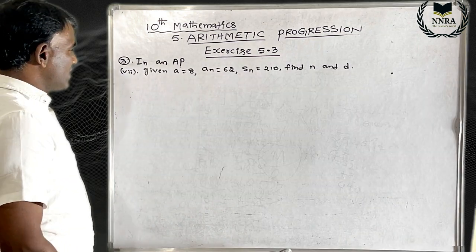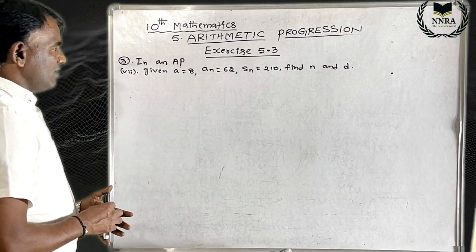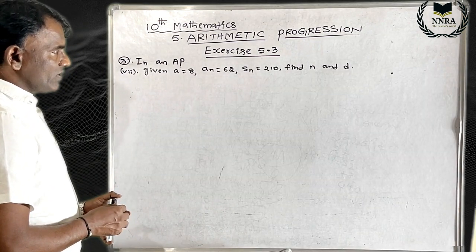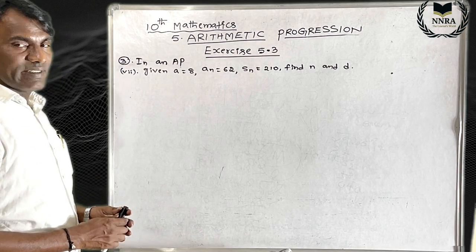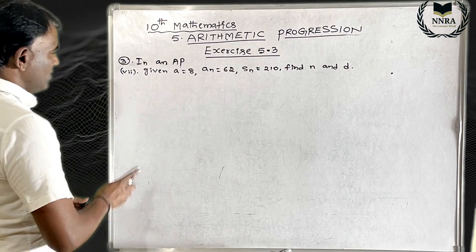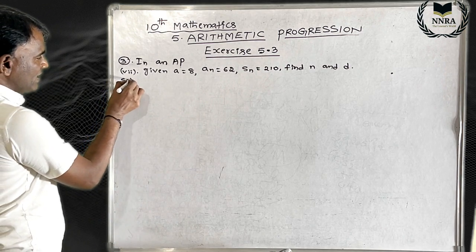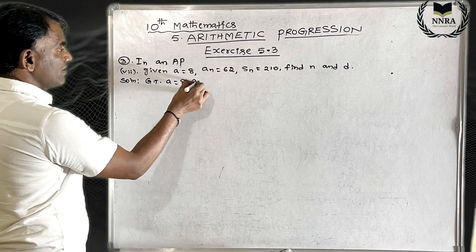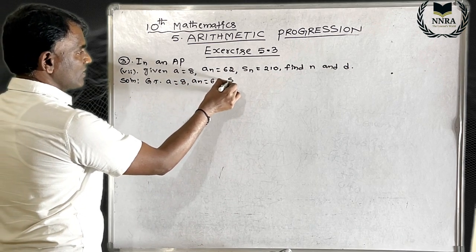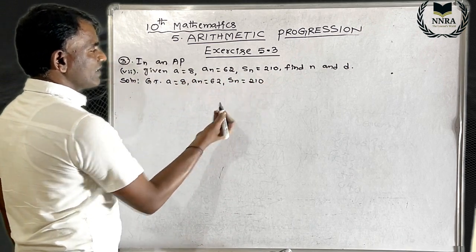Now this is the 7th sub question. a equal to 8, an equal to 62, Sn equal to 210 is given. Find n and d values. So first we write the given data. What is that? a equal to 8, an equal to 62, Sn equal to 210.